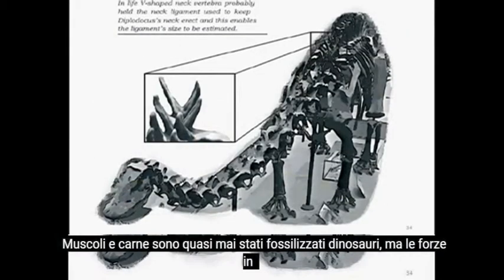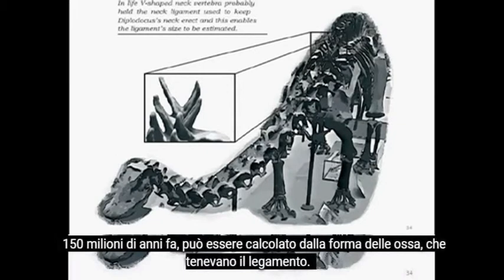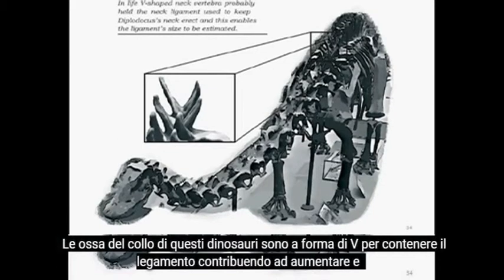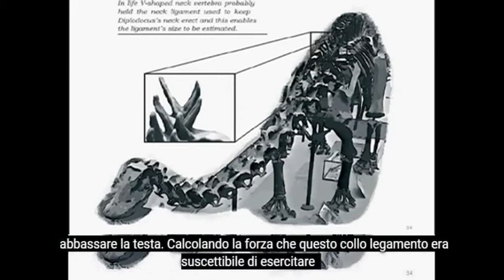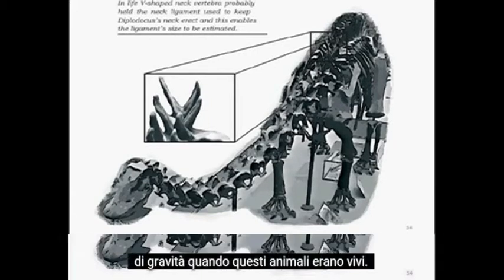Dinosaurs' muscles and flesh have hardly ever been fossilized, but the forces in the neck ligaments of at least one of the sauropods, Diplodocus, from the Upper Jurassic about 150 million years ago, can be calculated from the shape of the bones which held the ligament. The neck bones of these dinosaurs are V-shaped to contain the ligament, helping to raise and lower their heads. By calculating the force that this neck ligament was likely to exert, and by estimating the volume of the neck and head, it is possible to estimate the force of gravity when these animals were alive.